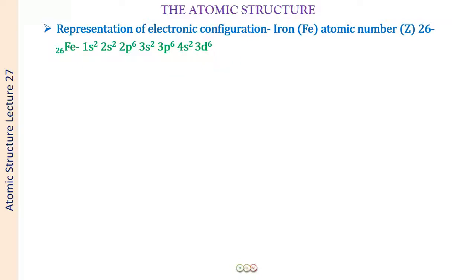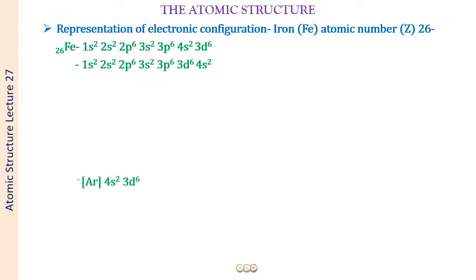This is how we write it according to the way we fill the electrons in the orbitals, in increasing energy. Next, we can also write this as 1s2, 2s2, 2p6, 3s2, 3p6, 3d6, and 4s2. This representation is also not wrong. It is also correct, where we put all the 3d electrons together.